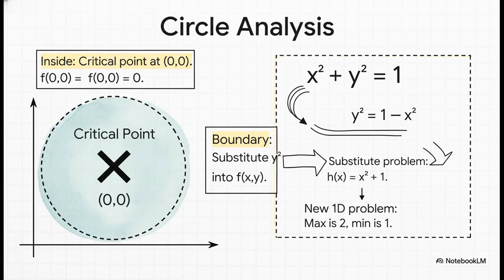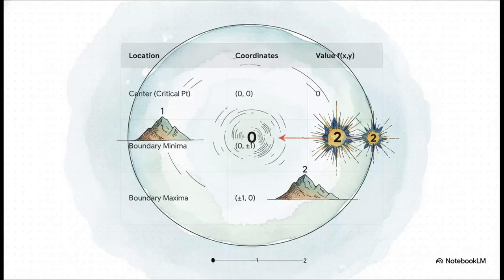Now for the boundary, the circle itself. And yes, we can absolutely use our substitution trick again. The equation of the circle lets us replace y squared in our original function. And once again, this turns our boundary problem into a much simpler single variable problem. And finally, we compare all of our candidates. We've got a value of 0 right at the center of the disk. Our analysis of the boundary showed that its lowest points have a value of 1 and its highest points have a value of 2. So we look at all three of our numbers, 0, 1, and 2. The absolute minimum is clearly 0, right at the center. And the absolute maximum is 2, which actually happens at two different points on the edge.